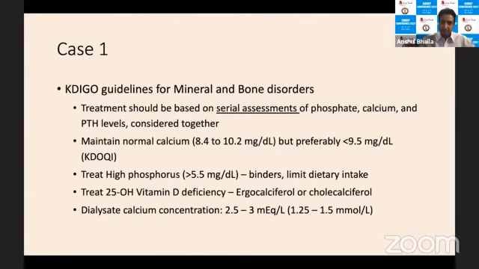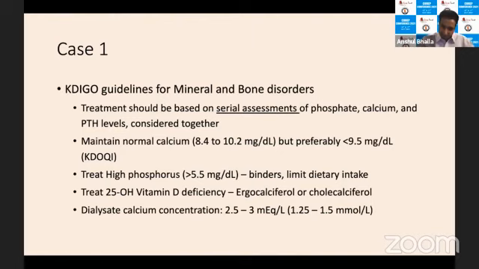Maintaining normal calcium. So KDIGO says that you should maintain normal calcium, preferably less than 9.5 milligrams per deciliter. You should treat high phosphorus. And what is high phosphorus? If it's greater than 5.5. And how to treat it? With binders, with limiting the dietary intake. And we'll talk more about it.